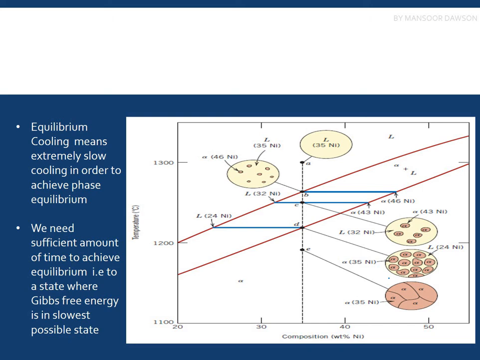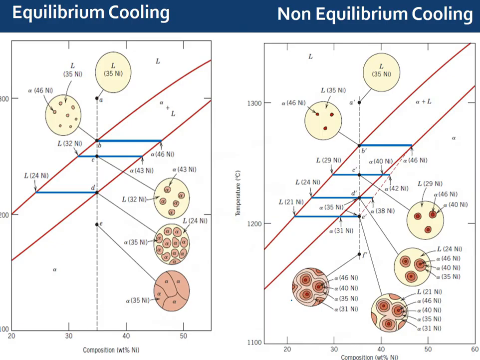This is achieved only in equilibrium conditions, or you can say equilibrium cooling, which is very slow and very difficult to achieve. We need a sufficient amount of time to reach equilibrium, where the free energy is at its lowest possible level. But this process is very slow.